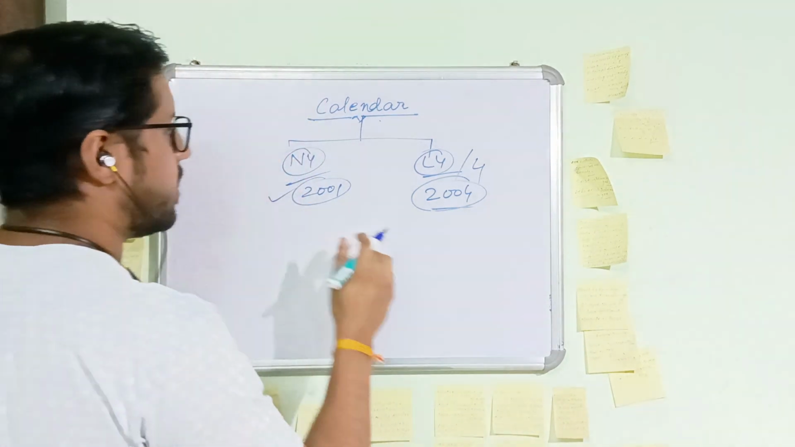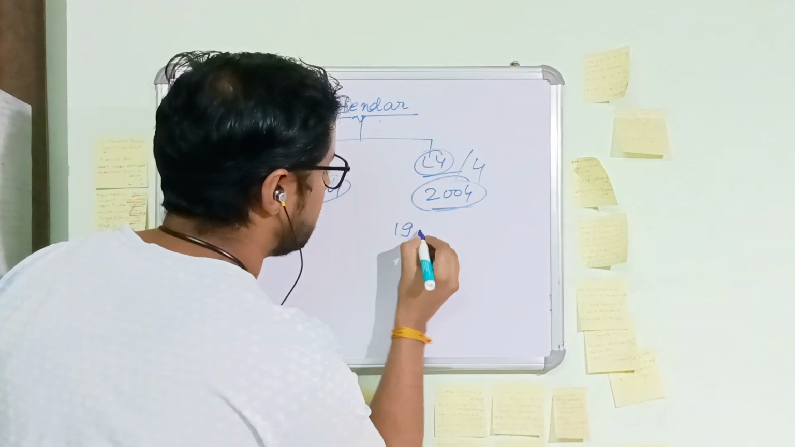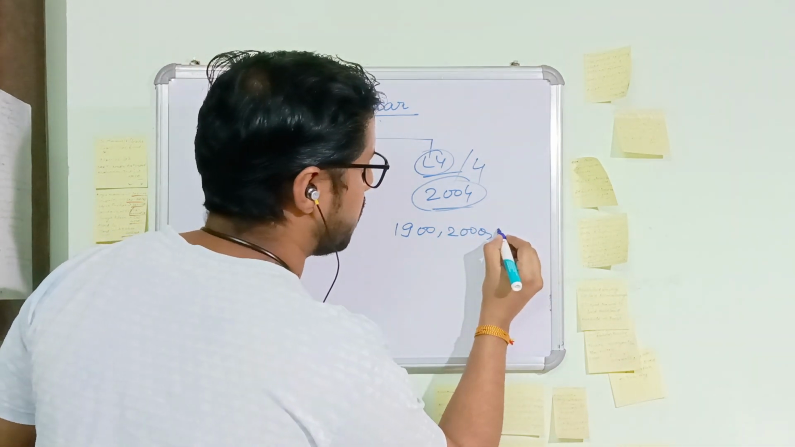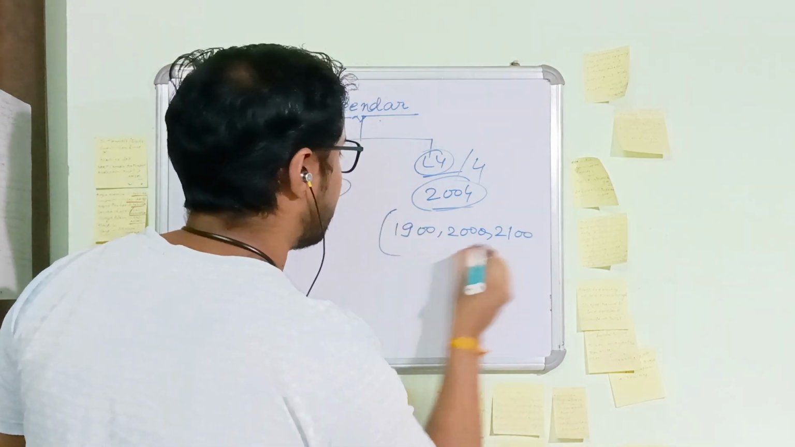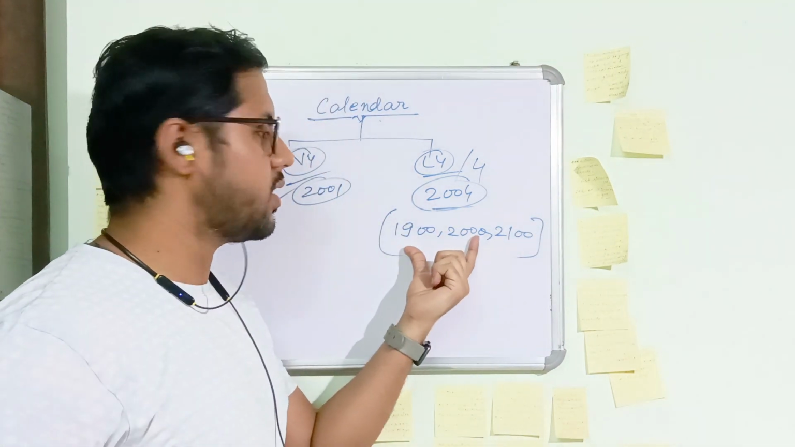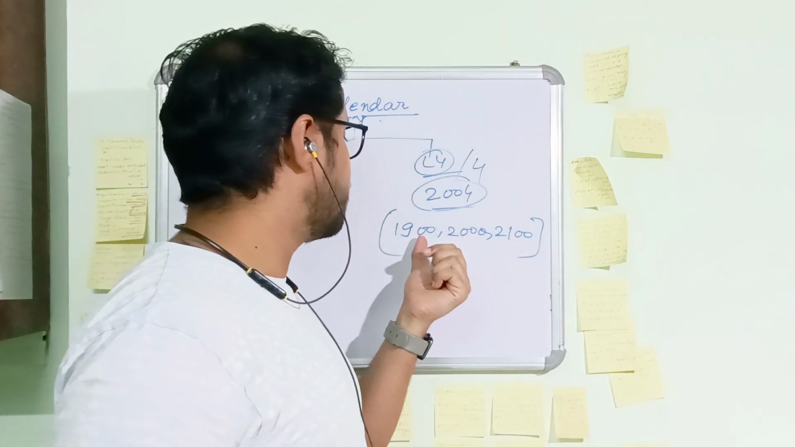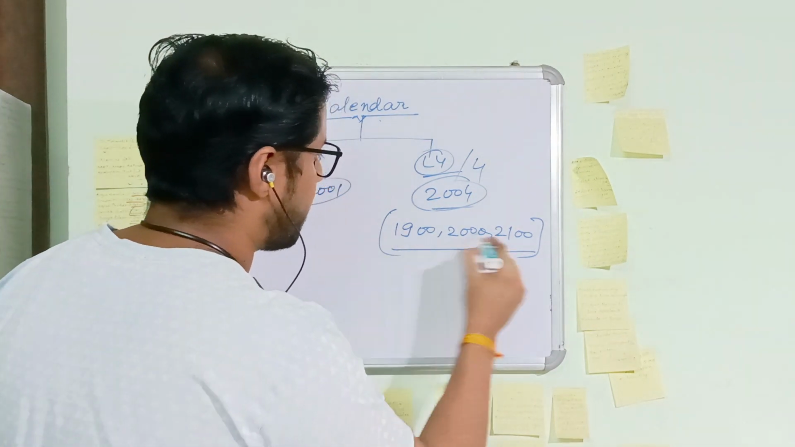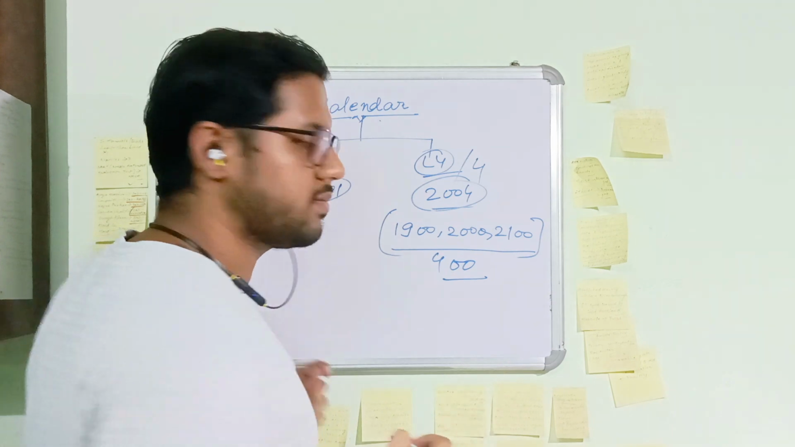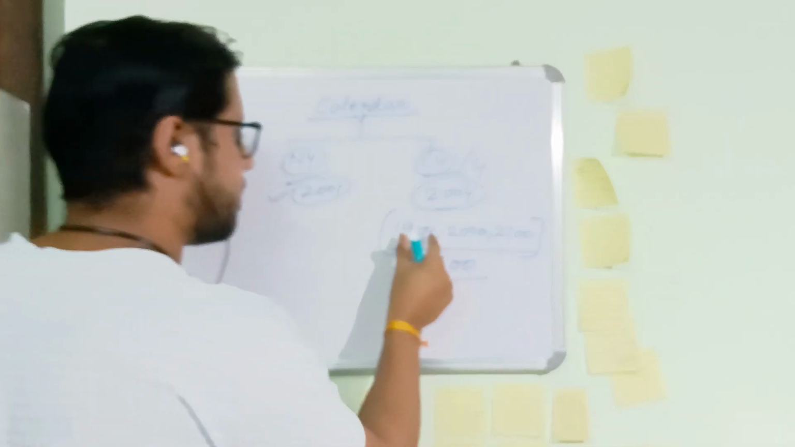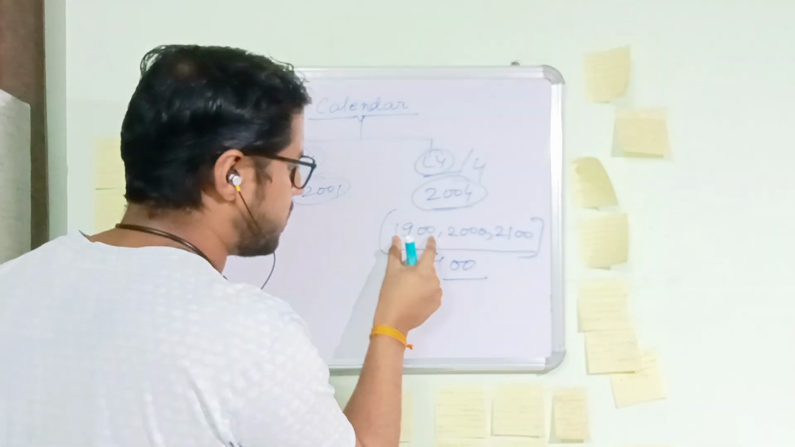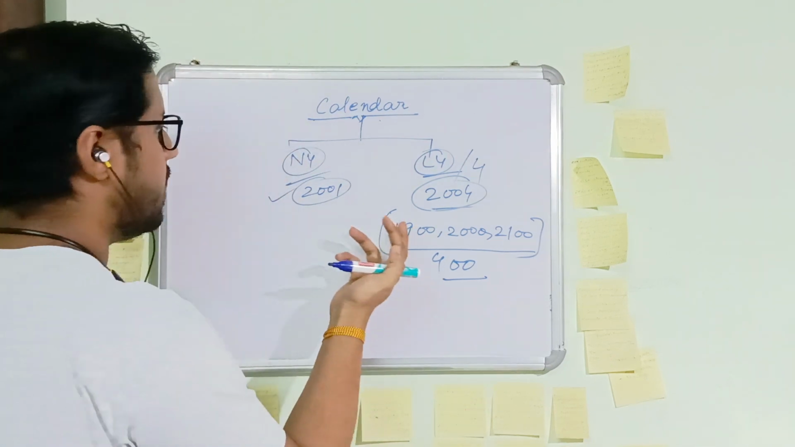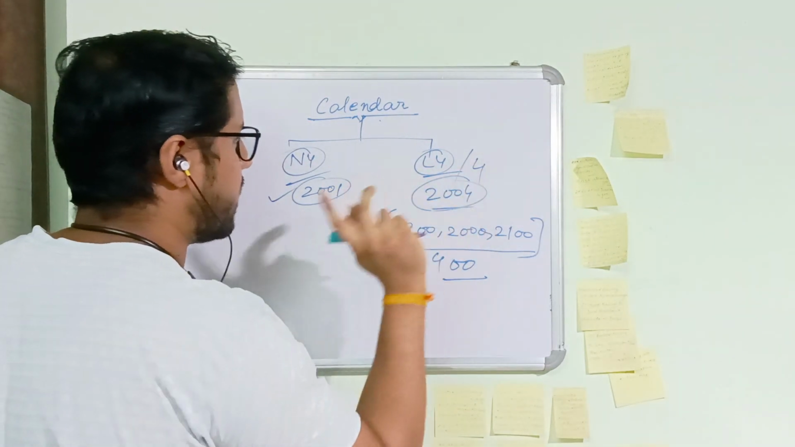And if we talk about centuries, like 1900, 2000, and 2100, how can you say whether a century year is a leap year or not? In this case you should divide the century year by 400. Clear? If it is divisible by 400, then it is a leap century year; otherwise it is a normal century year. And this is all about leap year and normal year.